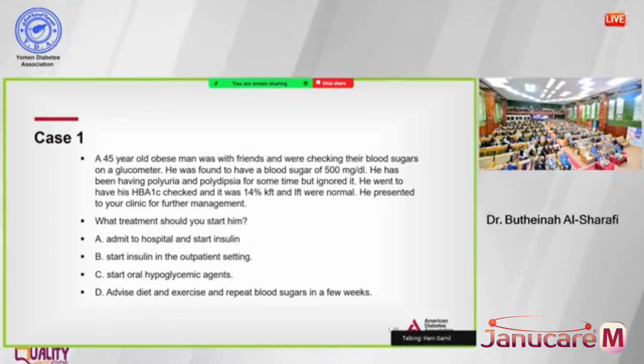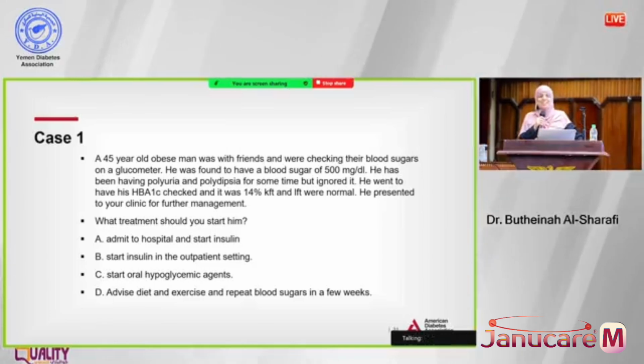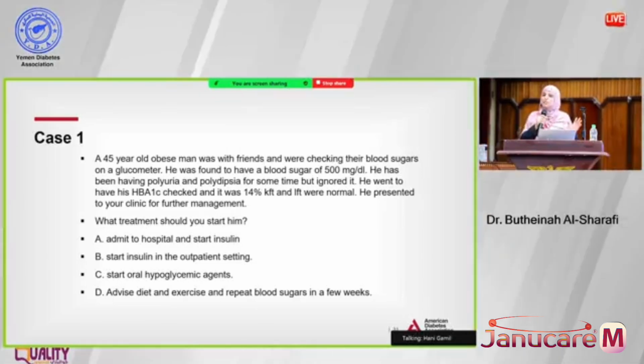Admitted to the hospital. Yeah, so you can just start them outpatient. There's no need to admit them to the hospital. This is the last slide.